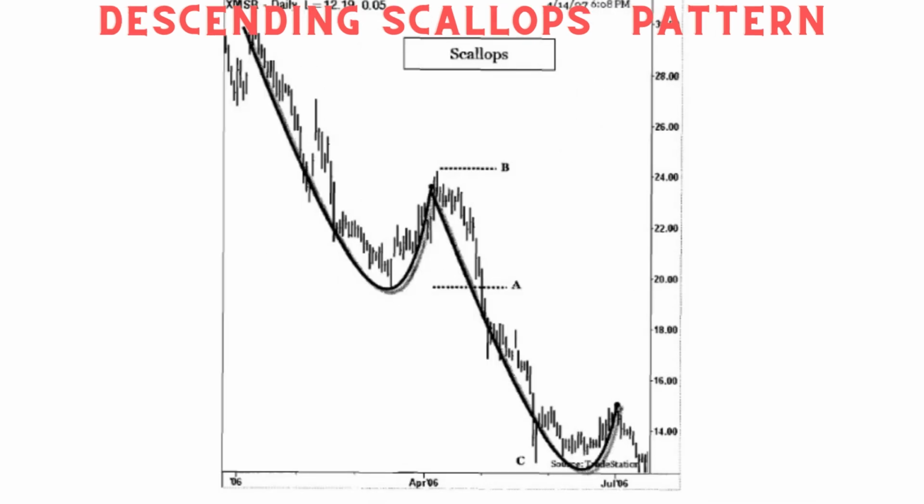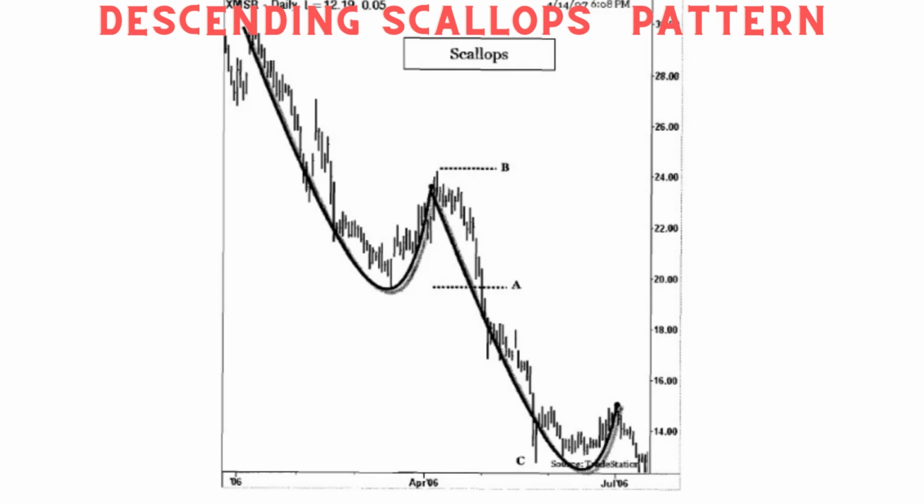Trading descending scallop pattern. In this chart, you can see a descending scallop pattern formation from the XM Satellite, XMSR, daily chart. XMSR formed its first descending scallop in March 2006 as it declined from the peak of $30.50 to a low of $20. In April 2006, XMSR retraced above $24 and started to decline to form another descending scallop. The first scallop height was $10 and the low was at $20.